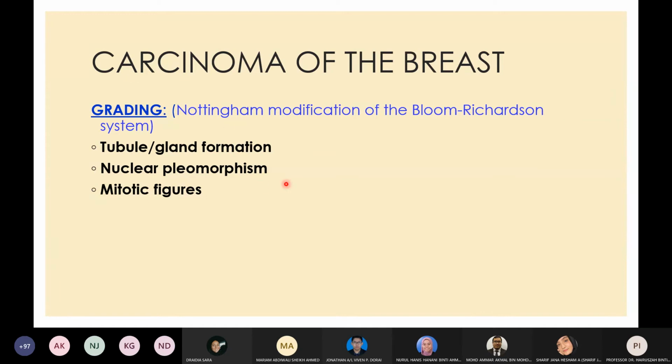Based on these three features of the tumor cells, you give them points. If there is good tubule formation, 1. 3 is the other way, not so well formed. Similarly with nucleus and mitotic figures. I'll show you a picture in a while for you to understand this concept. But this grading you must know.